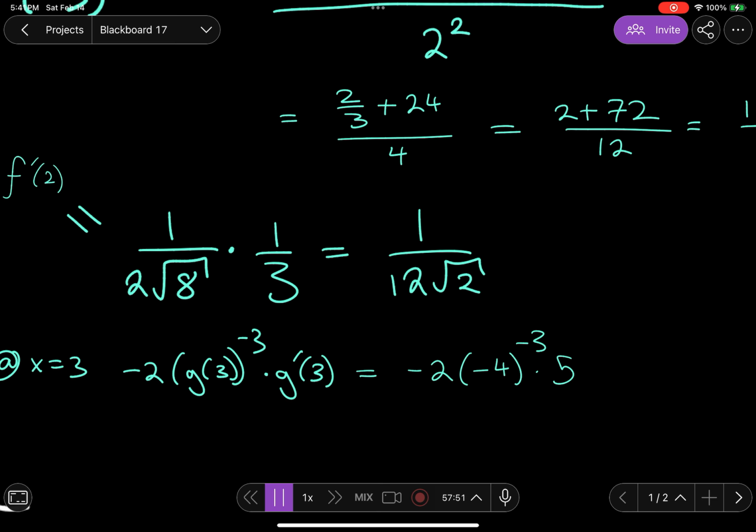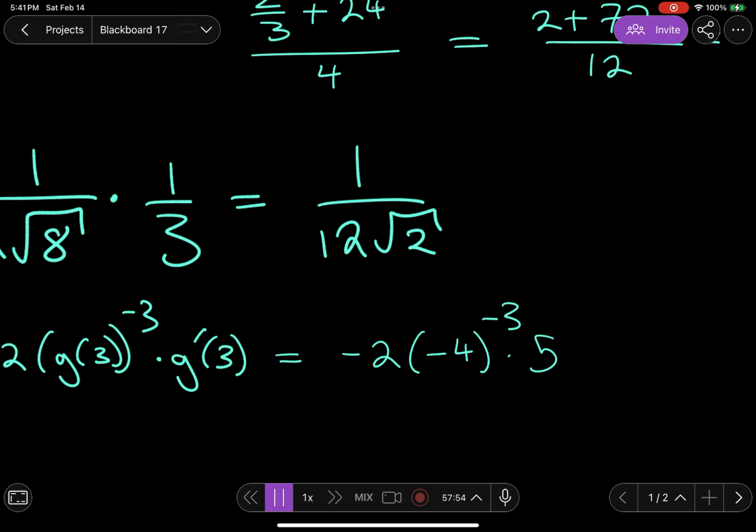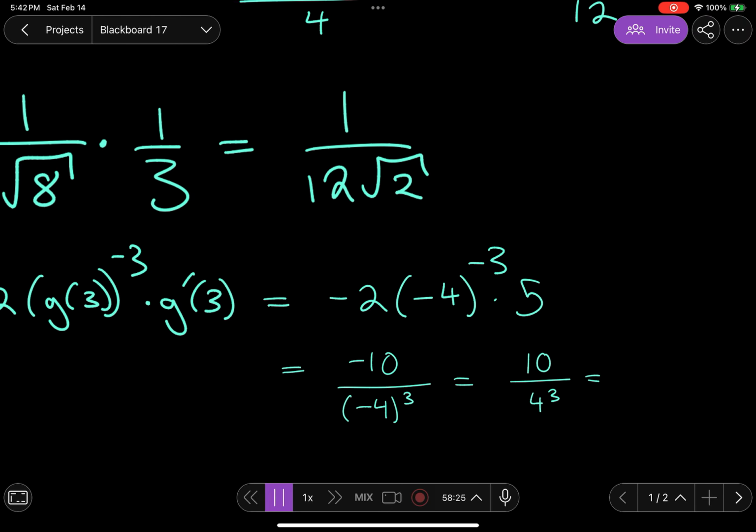Okay, what's the best way to do this? This is the same thing as -10 divided by -4 to the 3rd power. A negative to a power of an odd number is going to be negative again, so negatives cancel. So I got 10 divided by 4 to the 3rd power. That's the same thing as, what is 4 cubed? 64. So we got 5 over 32. And that's my final answer.